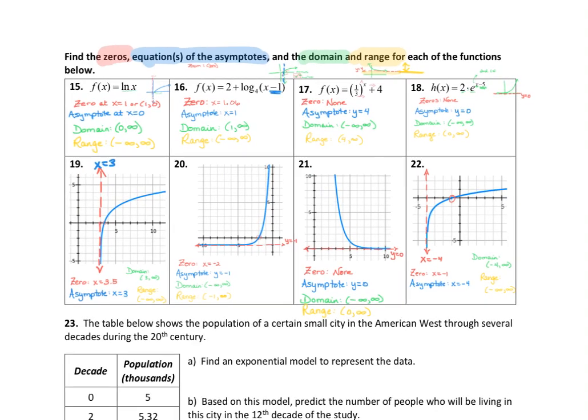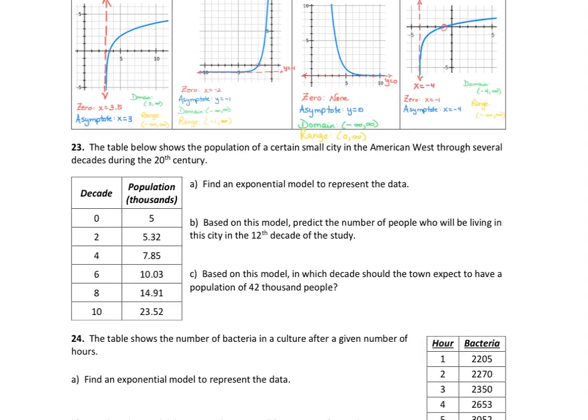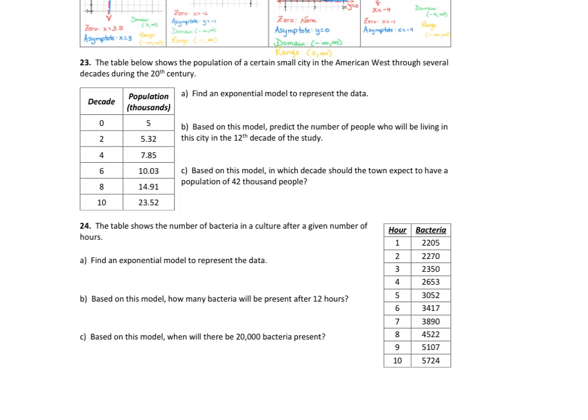Now, moving on to 23. 23 and 24 are regression problems, and remember that the SOL, the Virginia State test, only requires you to know linear, quadratic, cubic, quartic, and exponential regressions. And this unit is exponential and logarithmic functions. So any regression we give you is going to be exponential.